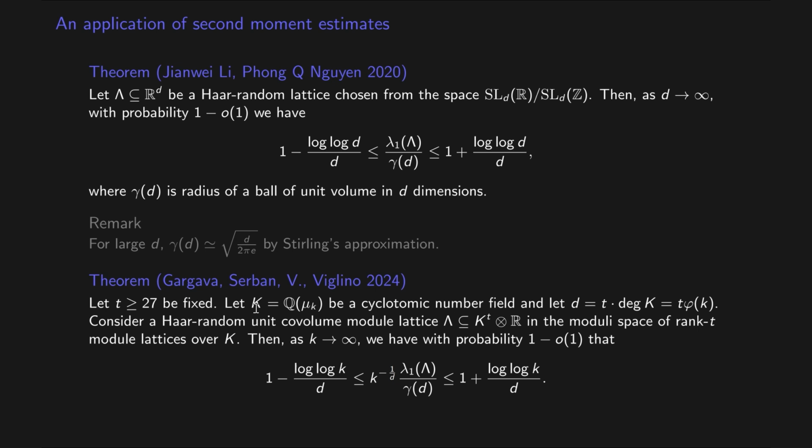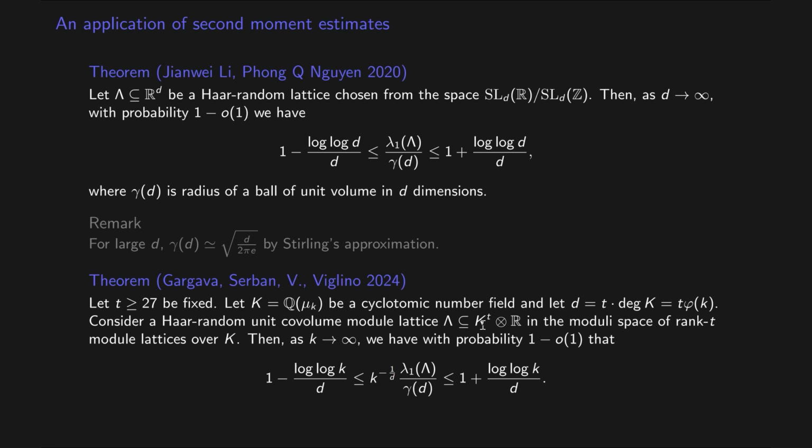Let K be a cyclotomic field of some degree, and let d, the dimension of the Euclidean space we are considering this time, be t times the degree of the cyclotomic field. We consider the space of random lattices in this space.